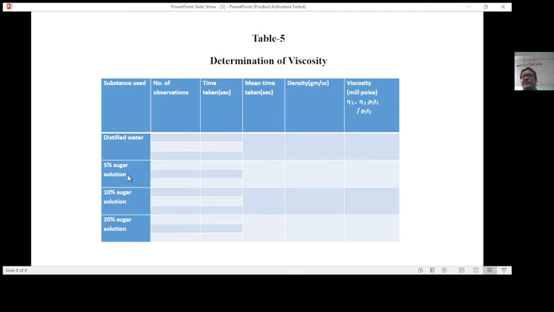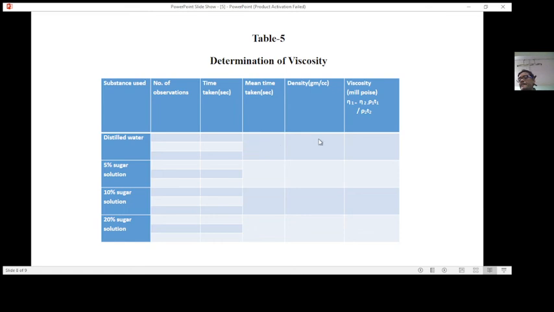So cleansing is a very good method to maintain the sugar concentration in the Ostwald viscometer. Same will be done for 10%, same will be done for 20%. So I recommend you all do the cleansing process very cleanly. Otherwise, you cannot get the exact result. And also mention the time and temperature. Temperature is a very important factor, with the specific temperature in degrees centigrade.